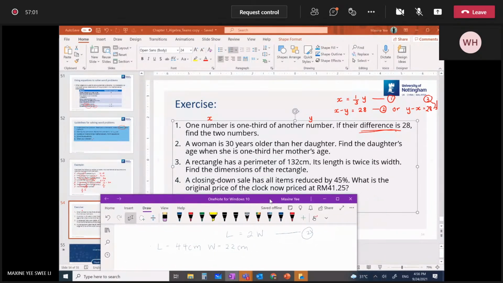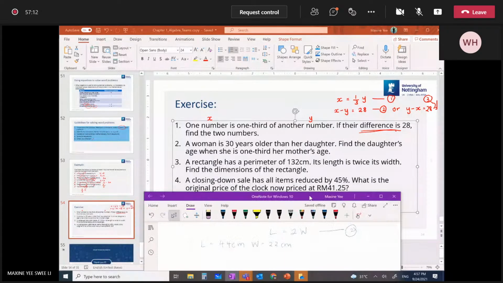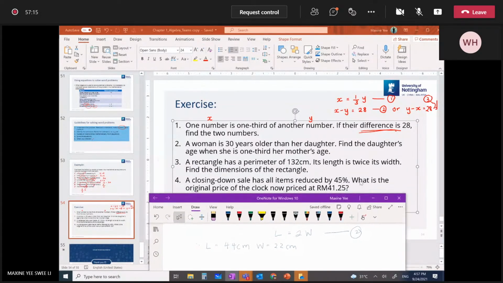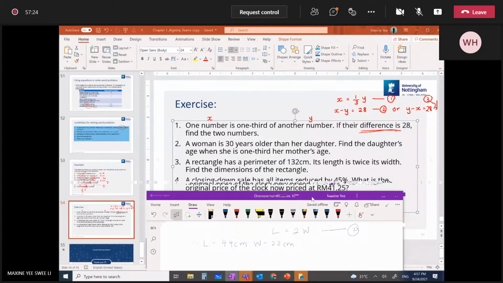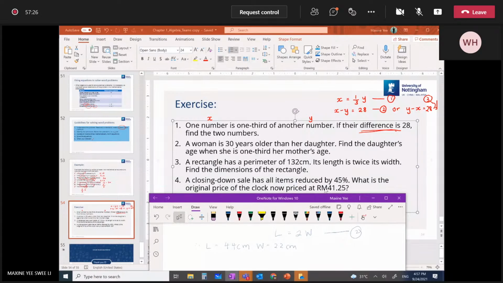All right, finally, the question 4 here. A closing down sale. All right, unfortunately, this shop is closing down. It has to sell all the items by a reduced price. Okay, all items reduced by 45%. What is the original price of the clock, which is now priced at RM41.25? Okay, for our international student here, RM stands for Ringgit Malaysia, our currency. Alright, so what is the original price?